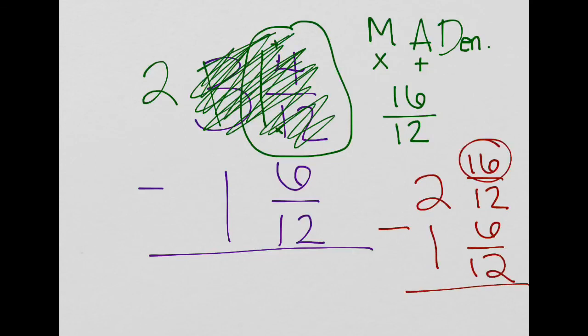We're going to subtract our numerators, 16 minus 6, which is 10. And then our denominator is going to be 12 because it stays the same. Now we're going to subtract our whole numbers. 2 minus 1 is 1. So our answer is 1 10/12.